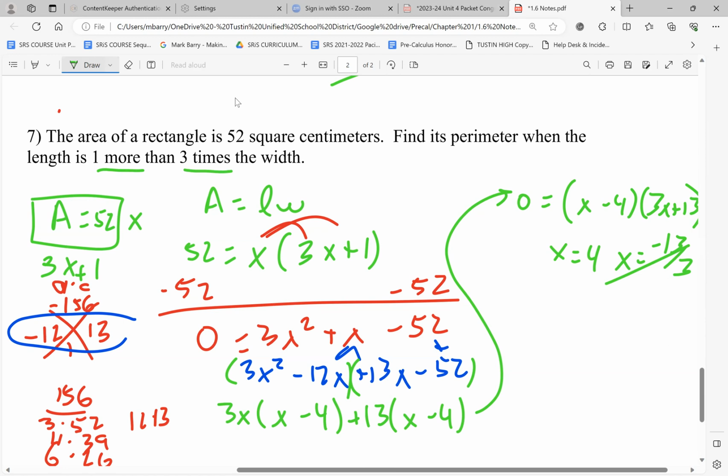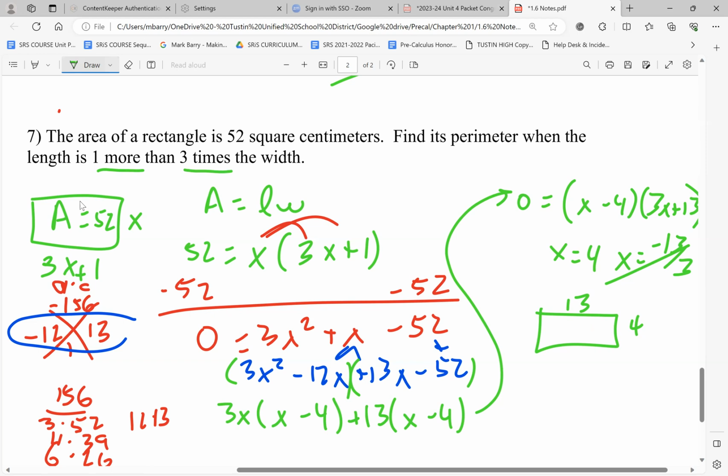Okay, so now I can redraw my triangle here. All right, and so we said that this side was x, so that's going to be 4. And then the other side was 3x minus 1, or sorry, 3x plus 1. So 3 times 4 plus 1 would give us 13. So we have a 4 by 13 rectangle here.